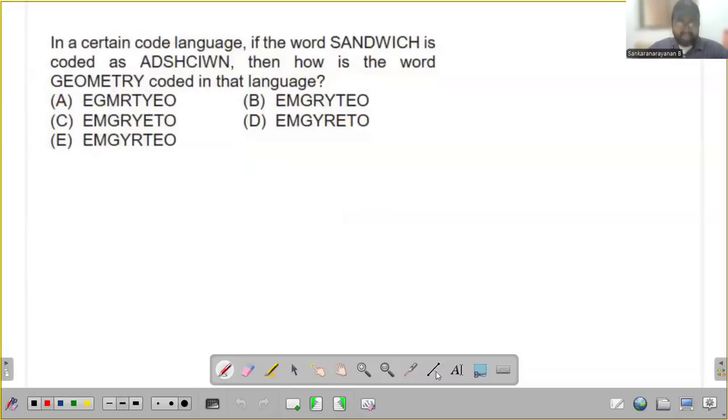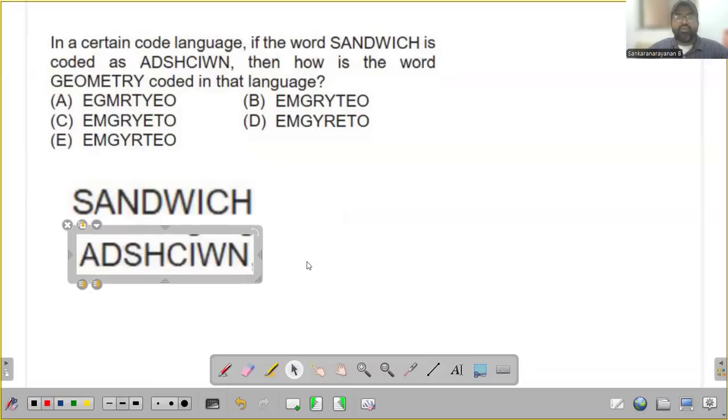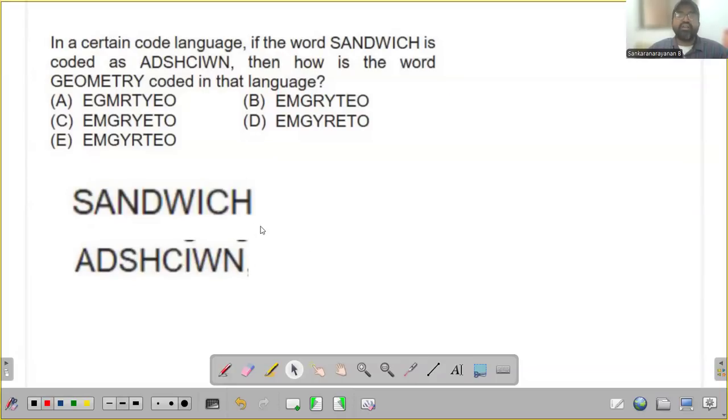Now, let us consider the next question. Here it is given the word sandwich in a particular code language. It is getting coded as ADSHCIWN. Okay, so let me just present it here. Now, you please study this trigger, and using this coding technique, you try to code the word geometry. Okay, so you can see that it's all about the way in which the letters are arranged.